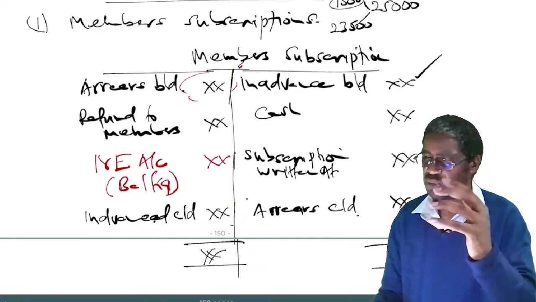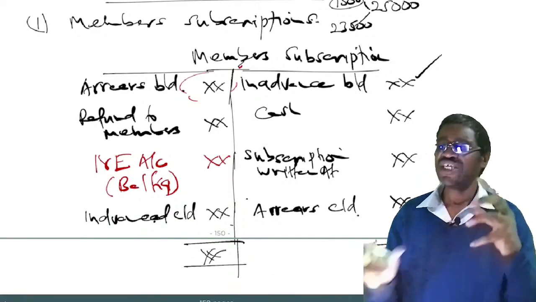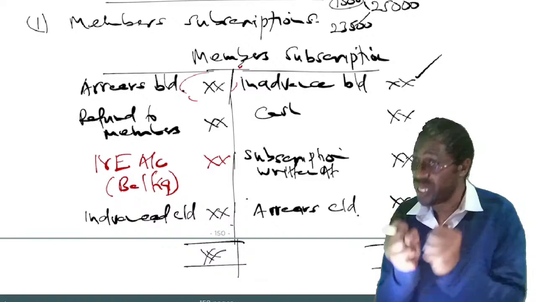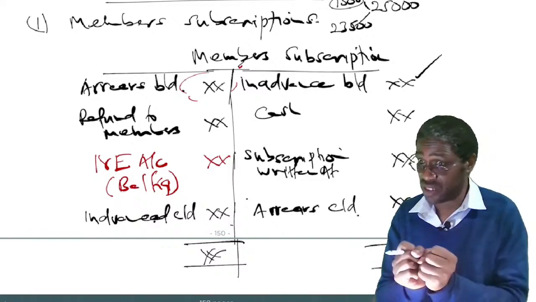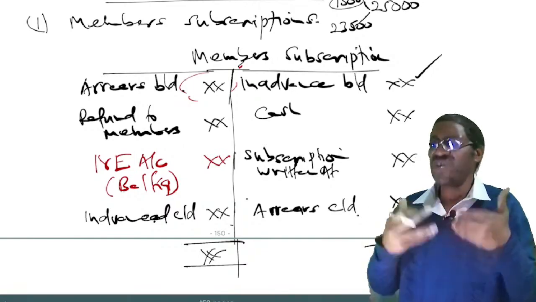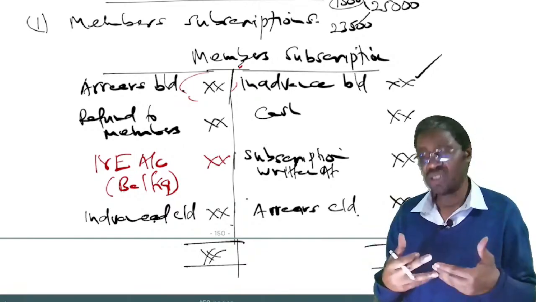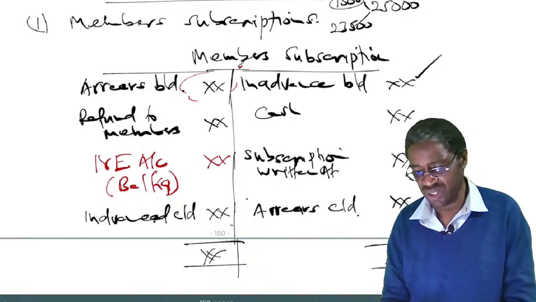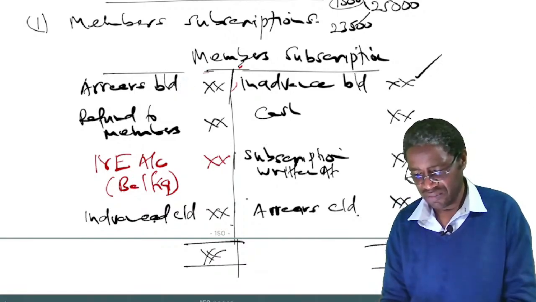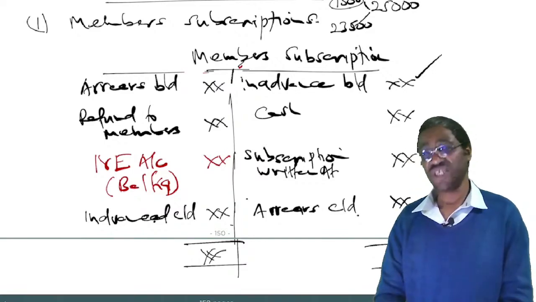In terms of subscriptions, what would it be called? It will be called subscriptions owing or subscriptions in arrears, because it's an amount of income owing or in arrears to us. Bring it down. That's what I started with here. That's what I brought down on the debit side.